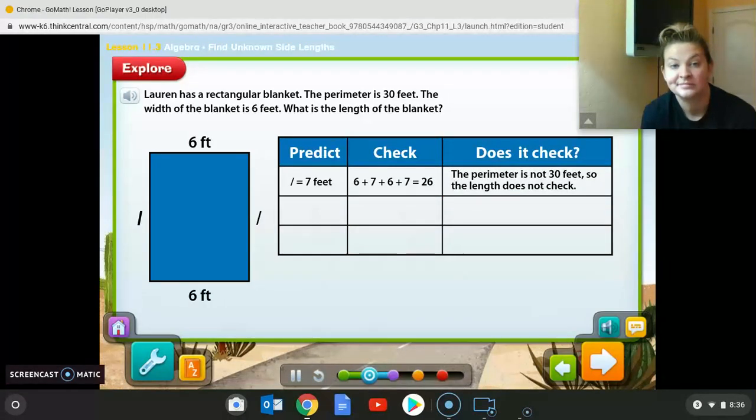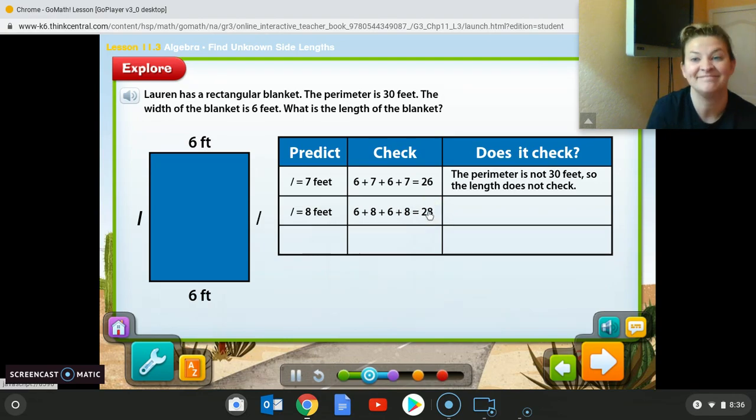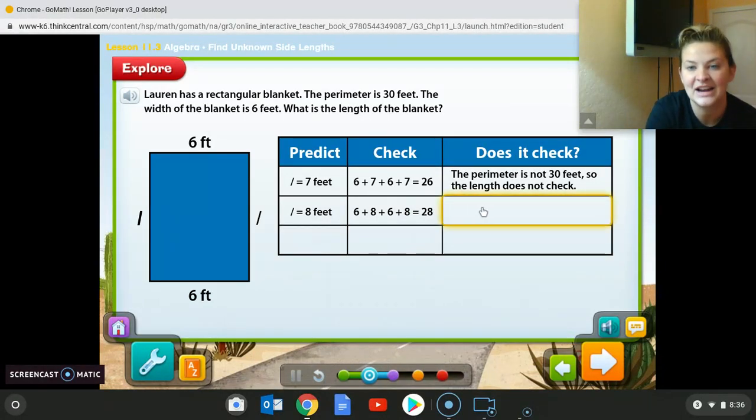So we tried 7. That didn't work out. So what would our next guess be? Let's try 8, right? So again, instead of just adding L once, finding the length once, there's 2 lengths. So we have to do 6 plus 6 plus 8 plus 8, right? So 6 plus 6 is 12, 8 plus 8 is 16. What's 12 plus 16? Did I get 30 yet? Nope. I got 28. What's my perimeter? It's 30. So I'm not there yet.